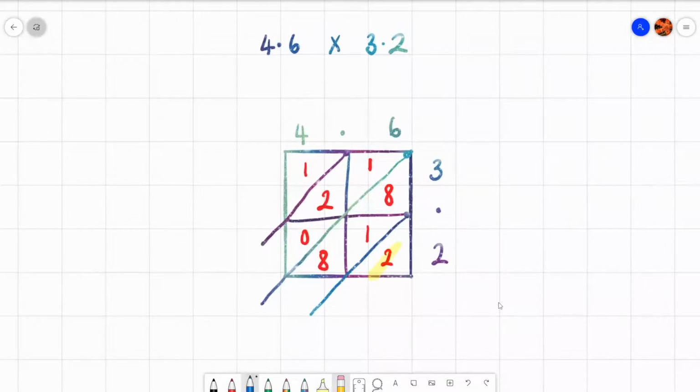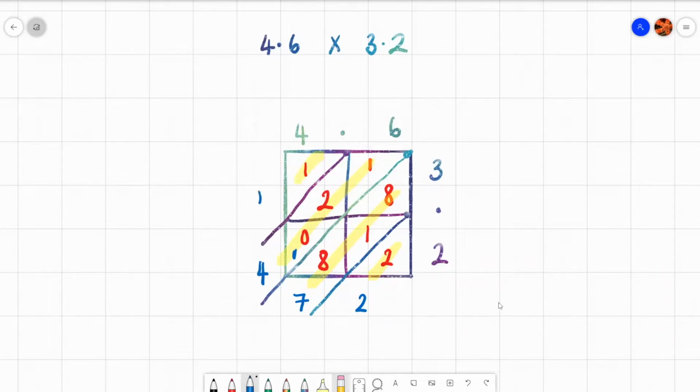So this diagonal here is just 2. This one here is 8 add 8 add 1. That's 17. So you put the 7 there and carry the 10s over. Add this diagonal up. You got 1 add 2 add 1. That's 4. And the other one there is just 1.